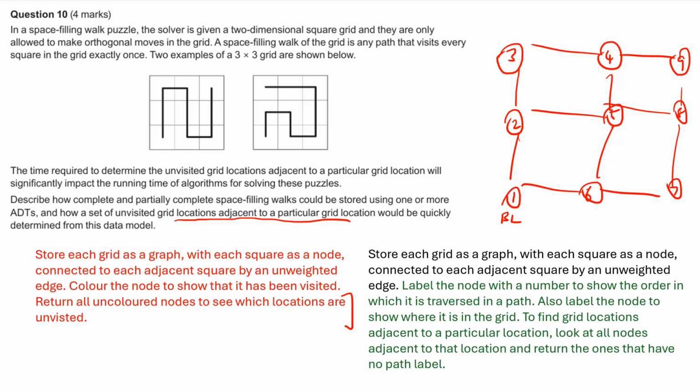To find grid locations adjacent, look at all the nodes adjacent and return the ones that have no path label. So let's say we didn't have these last two, and we wanted to find all adjacent locations to number 5. Well, we look at the adjacent unvisited locations to number 5. We would look at 4, 2, 6, and the one on the right, and we'd say, oh, it's the one on the right. So I think the message there, read the question super carefully, and I think this comes up a lot. Try and think up a couple of different options. Don't just go straight for the first thing you think of.